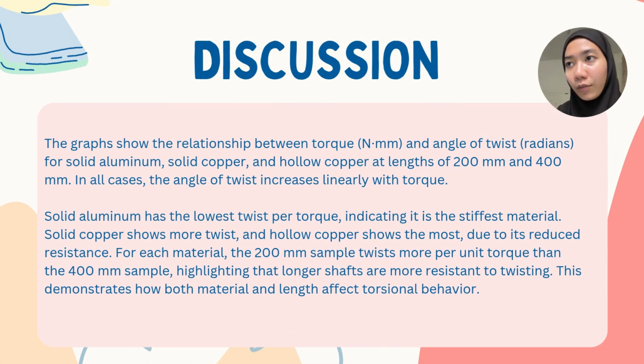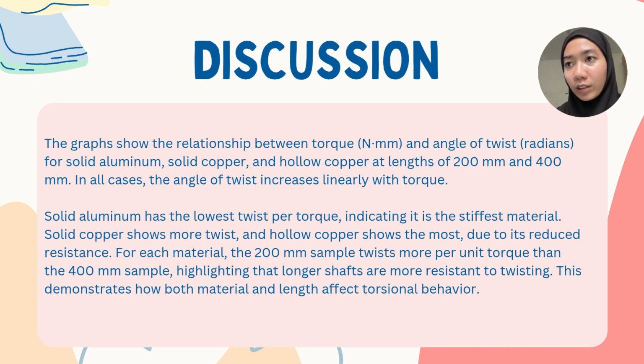Let's take a look at this graph that shows how different materials respond to torque. As torque is applied to each shaft, we see the angle of twist increases in a straight line. This tells us the relationship is linear, which means these materials are staying in their elastic range.